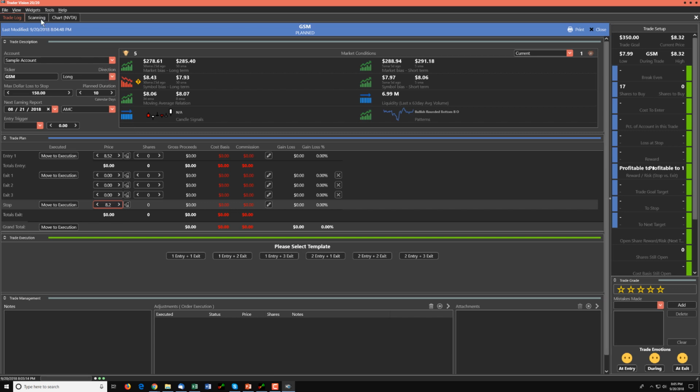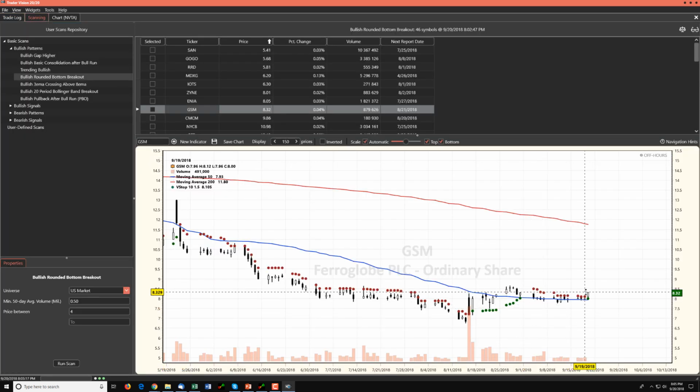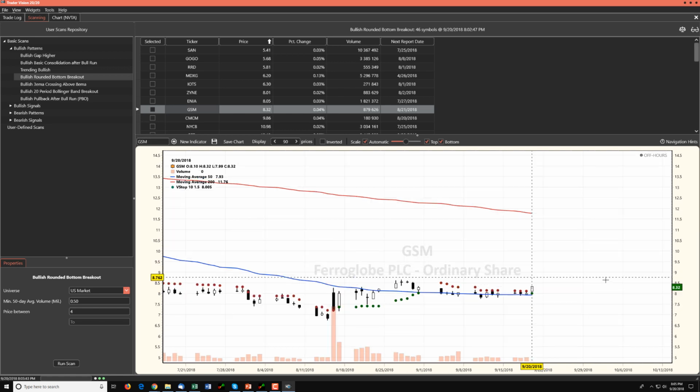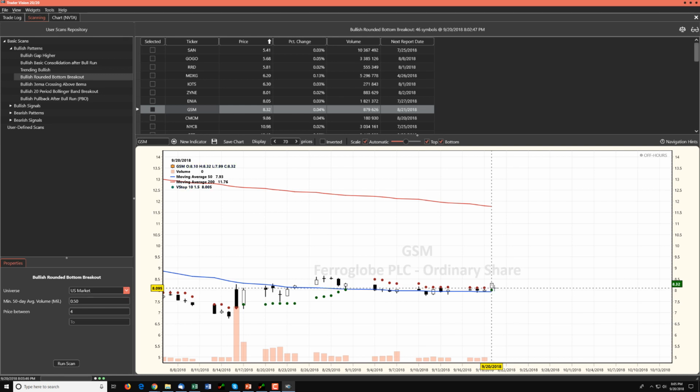Let's just take a quick look at that to see it. So I'm looking for an entry here up at these highs, basically above this candle. So an 8.52 entry and an 8.20 stop, which is basically at the bottom of today's candle. Let's make this a little bit bigger so that we can see it easier. So right in this area.